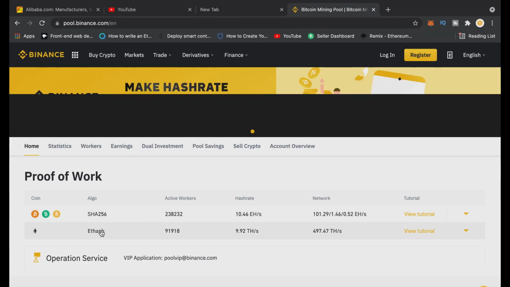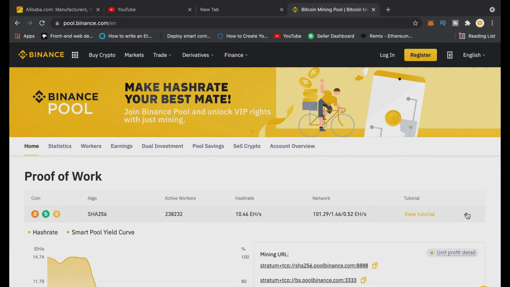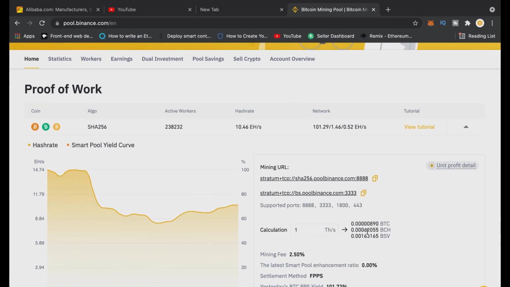So here you see that you can also view the tutorial here, so you can be able to mine with these people here and then earn some good money. So calculation here, the hash rate.